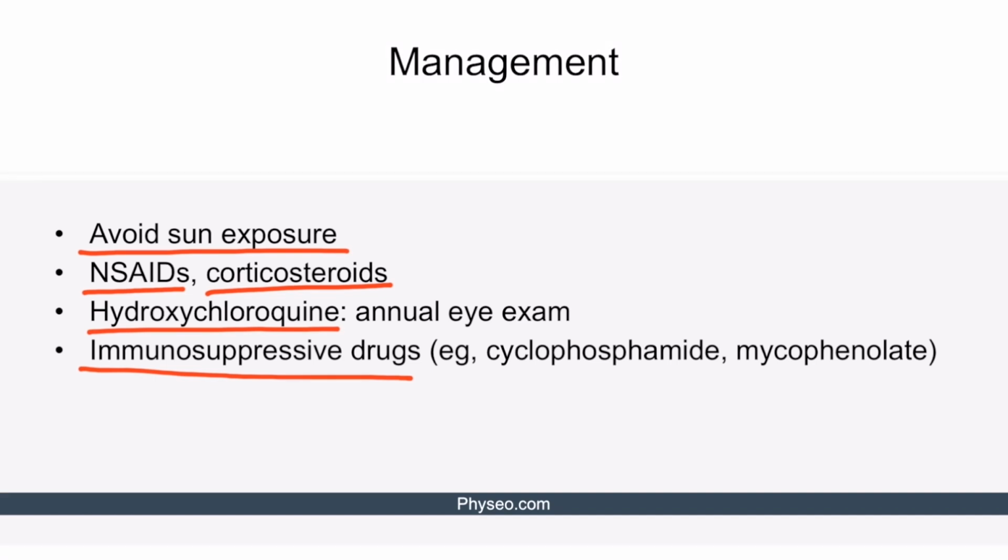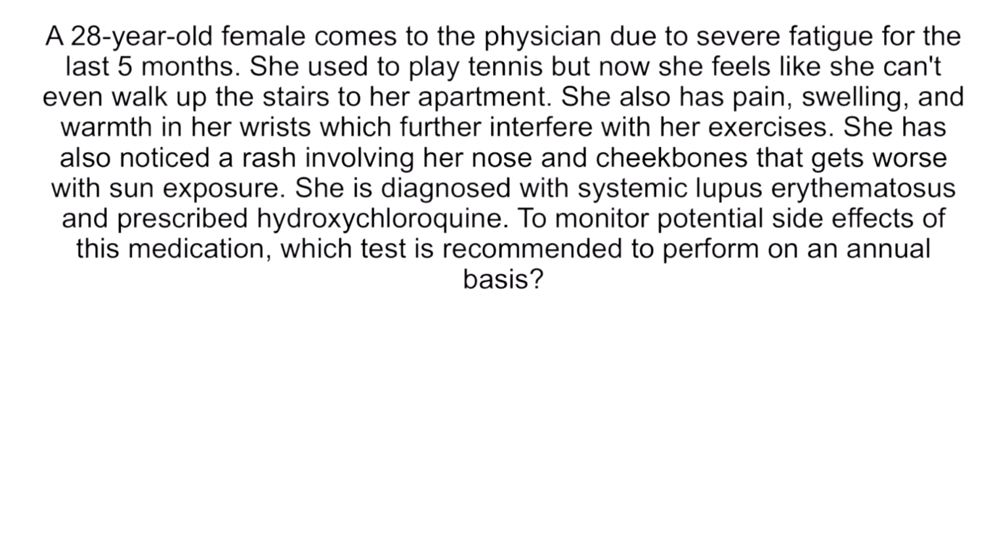Let's do another flash quiz. A 28-year-old female comes to the physician due to severe fatigue for the last 5 months. She used to play tennis, but now feels like she can't even walk up the stairs to her apartment. She also has pain, swelling, and warmth in her wrists, which further interfere with her exercises. She has also noticed a rash involving her nose and cheekbones that gets worse with sun exposure. She is diagnosed with systemic lupus erythematosus and prescribed hydroxychloroquine.